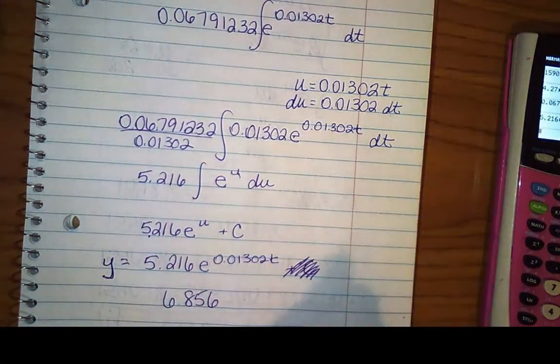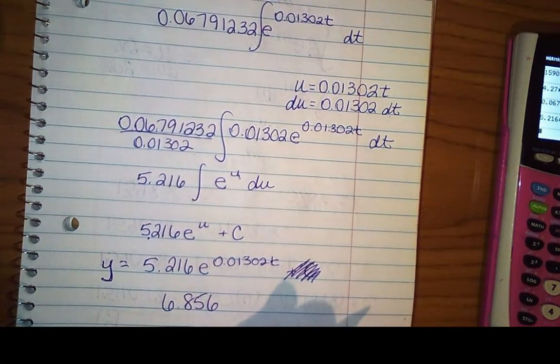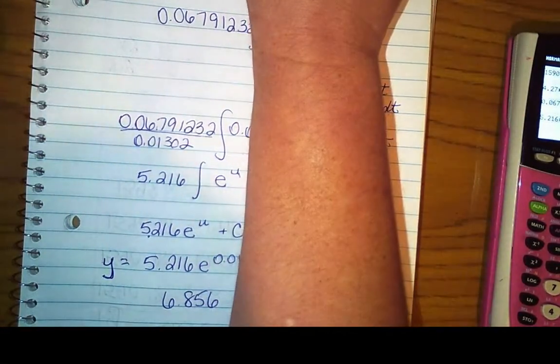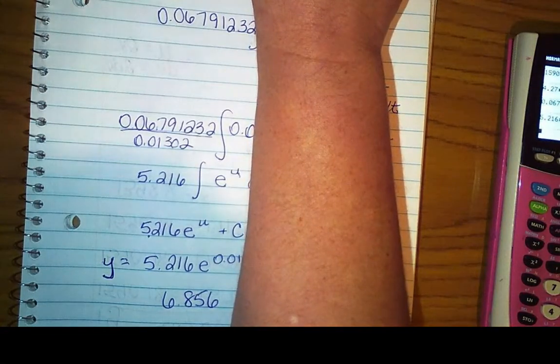6.856 million people, or however many we're doing. It is millions of people, and it's to 3 decimal places. So that is the basics of U substitution, and we kind of dove in with a really messy one.